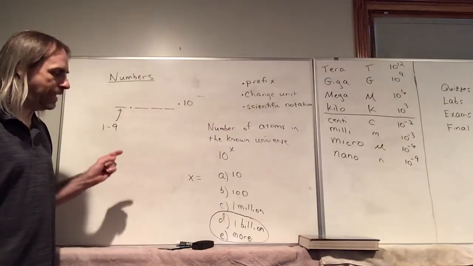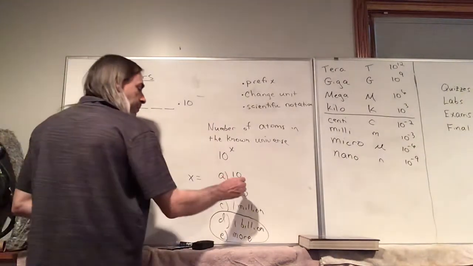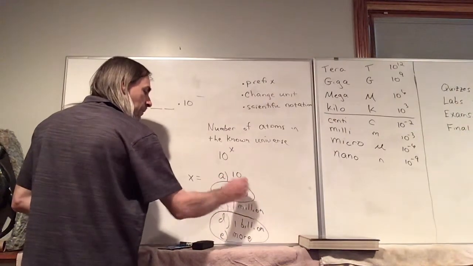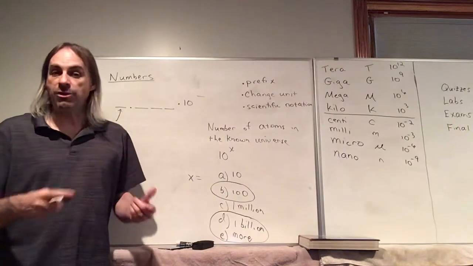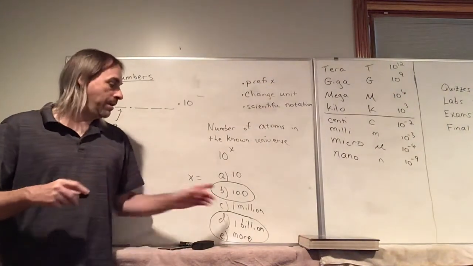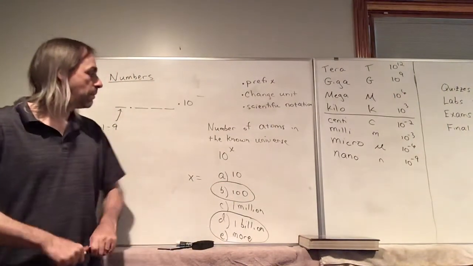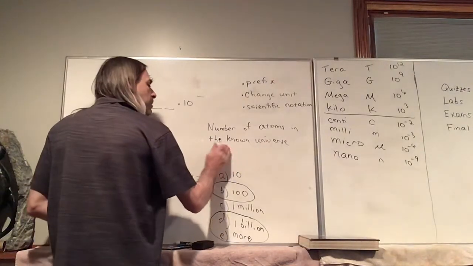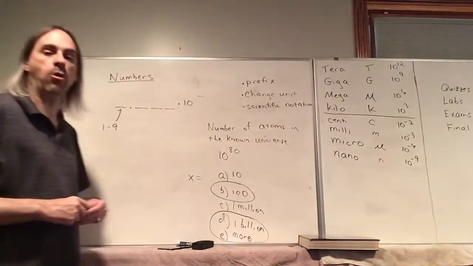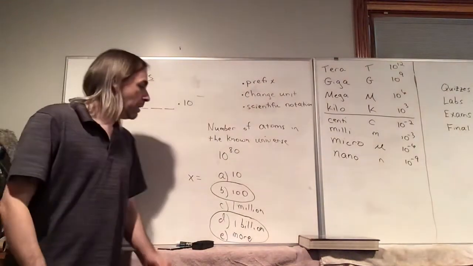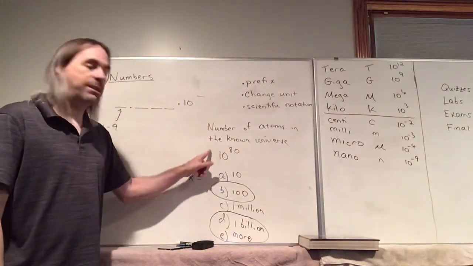But the correct answer is B. And when I say correct, I mean this is the closest to the actual answer. This is actually too big. The number of atoms in the known universe is around 10 to the 80th power. So this is an enormous number.